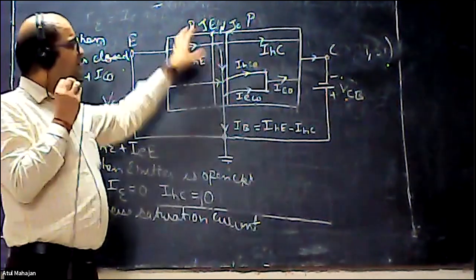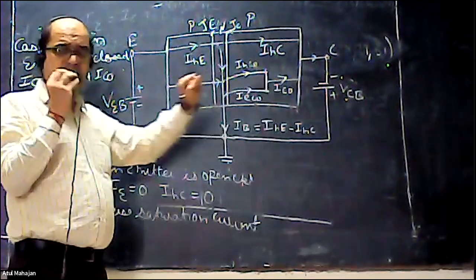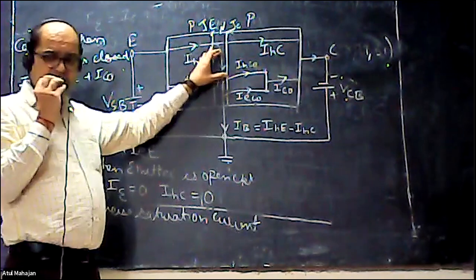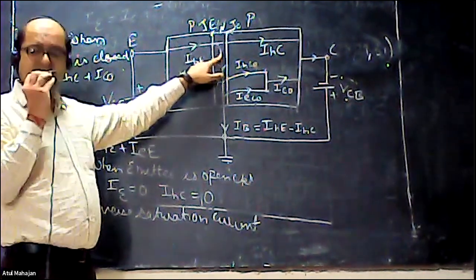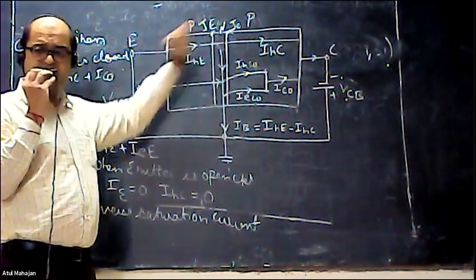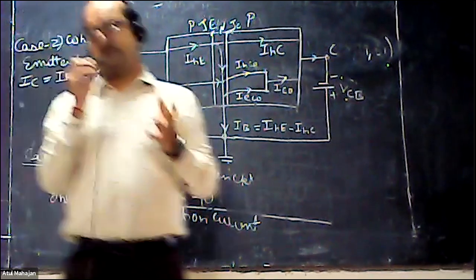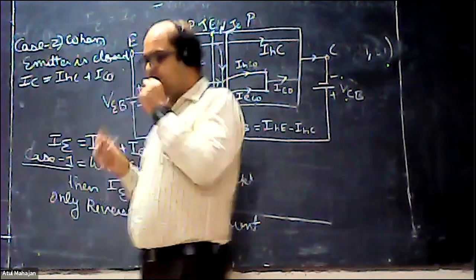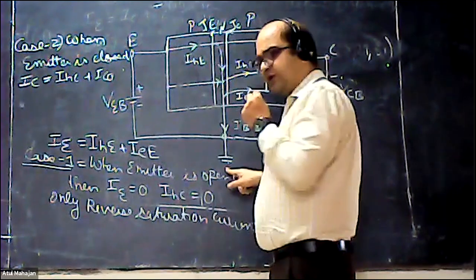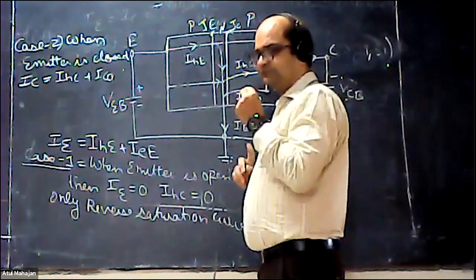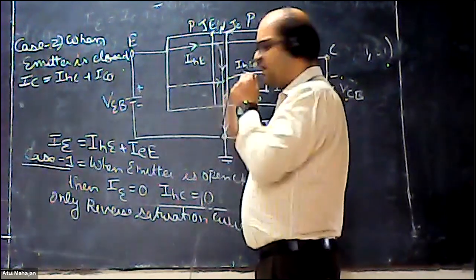When these particles are being transferred from the emitter towards the collector, certain 5 to 10% of the holes will recombine with the electrons which are in majority in this N-type region, and they will comprise a base current. That base current is known as a grounded current also. It is grounded, it is earthed, so its value becomes 0.